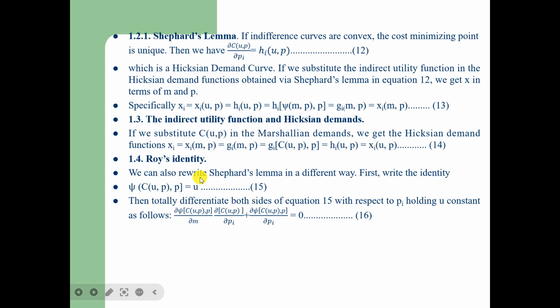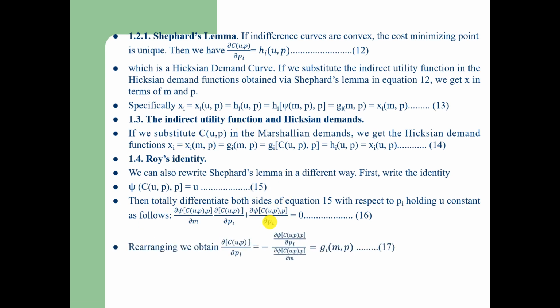So this is the partial of the epsilon function with respect to income, and this is the partial of this function with respect to the price of good 1, and again this is the partial of epsilon with respect to p1, and that's equal to 0. If you solve this, then the solution of equation 16 will be equal to 0.